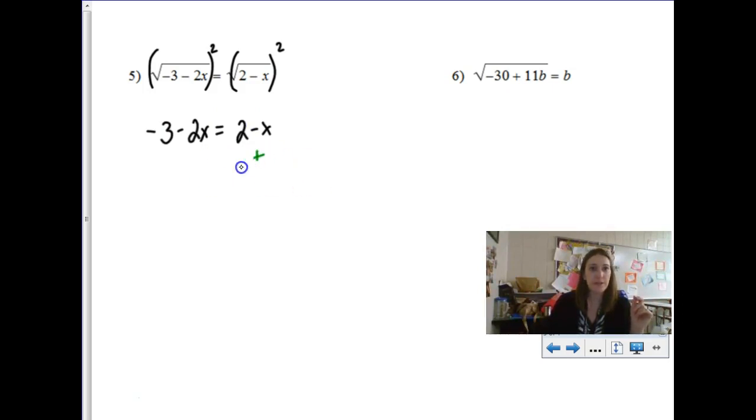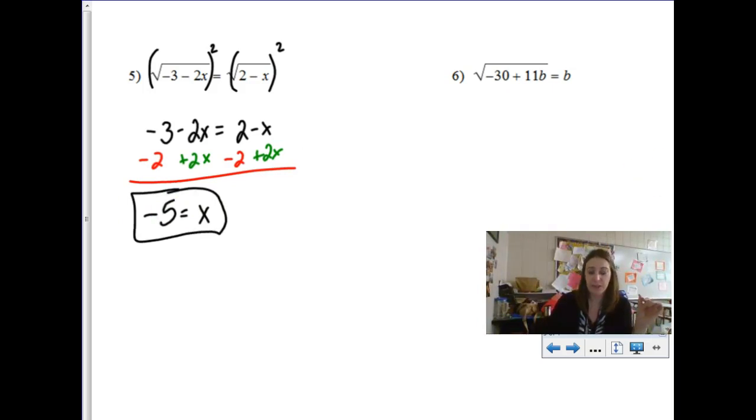So let's go ahead and I'm going to add this 2x over here. Since I'm bringing x's to the right, I'm going to go ahead and bring the constants to the left. So my next line says -5 equals x, and that is my solution.